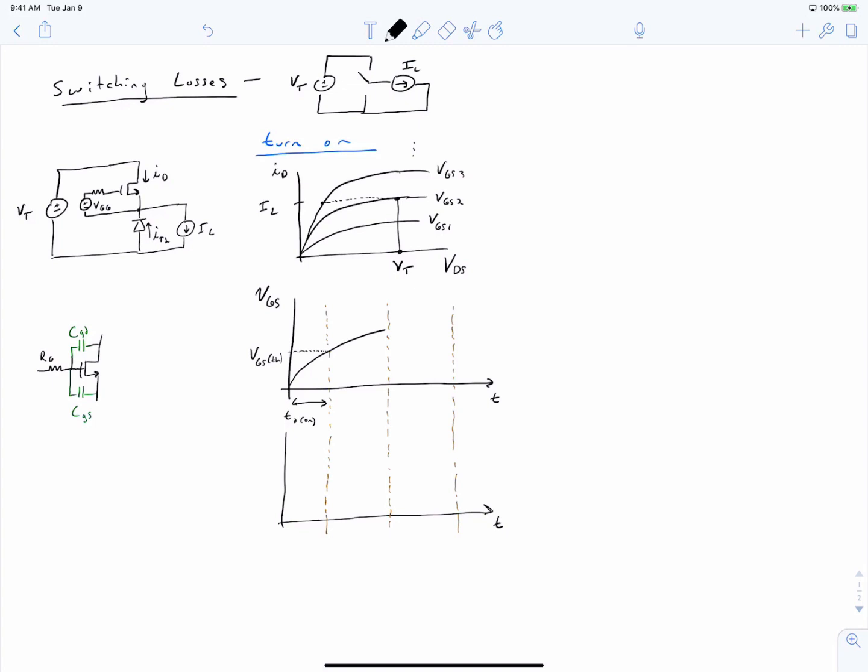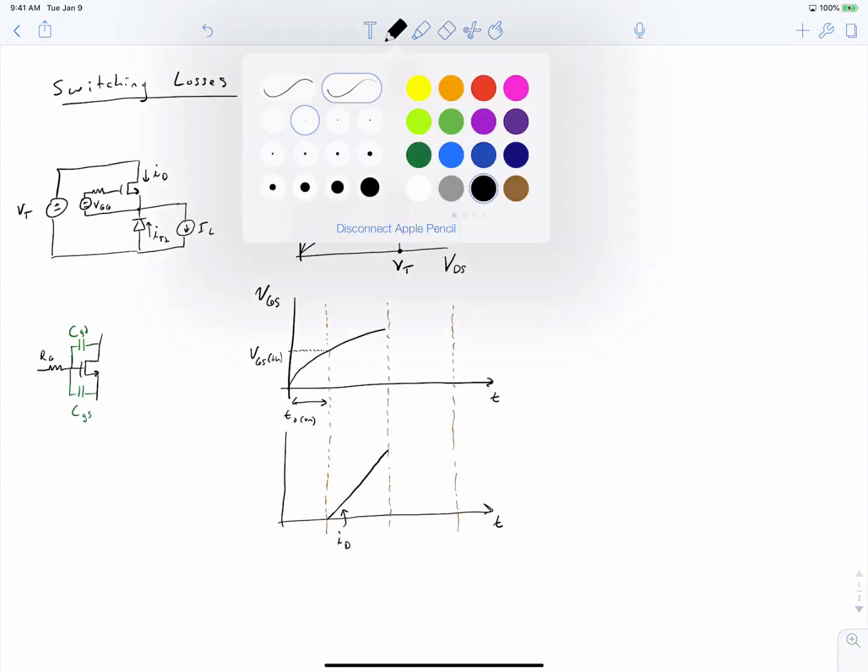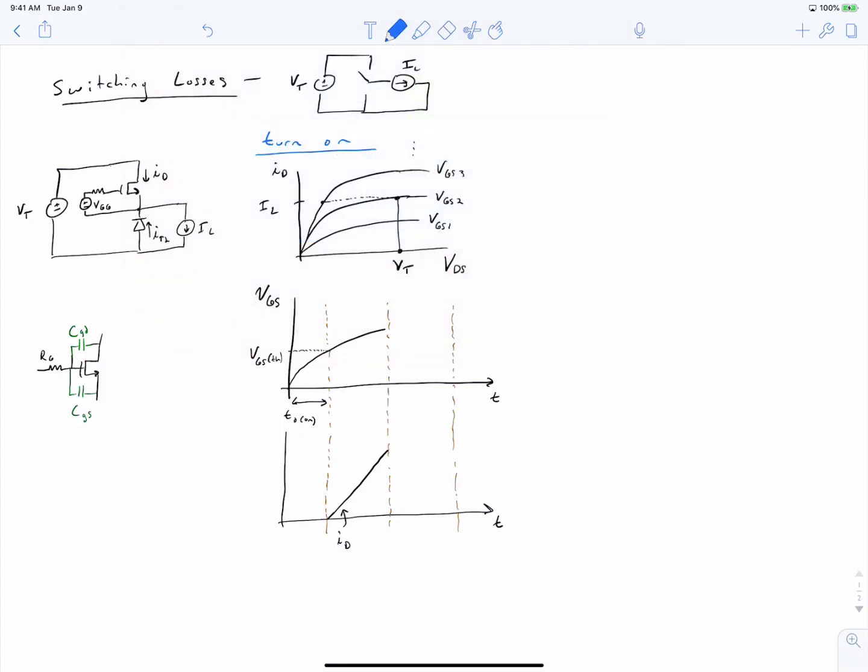The instant that we hit our threshold voltage, our MOSFET current starts to rise, our drain current starts to rise. So this is ID. And before any of this has happened, we can talk about the drain source voltage is fixed at our throw voltage. And as the drain current starts to rise, we're on this trajectory right here, which means that our drain source voltage remains fixed at VT.